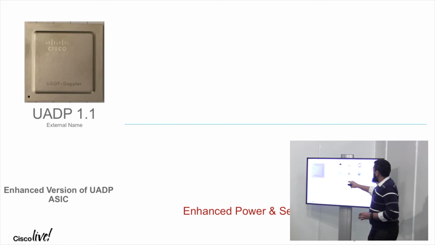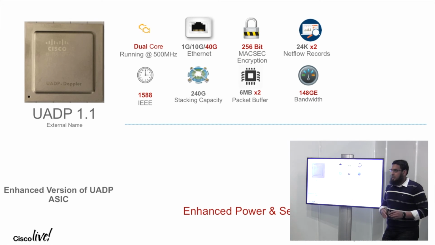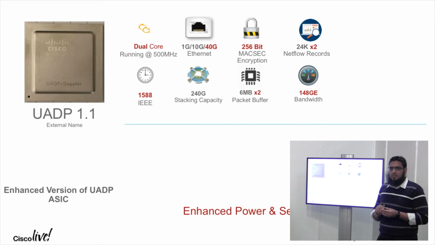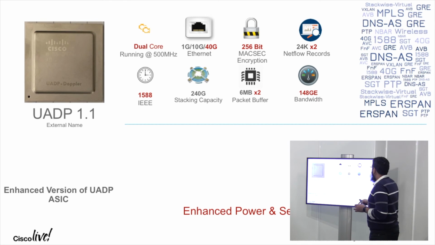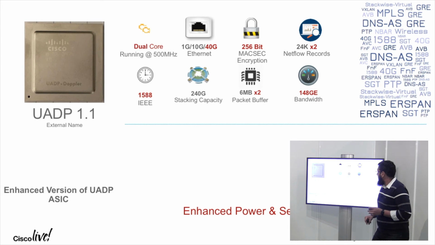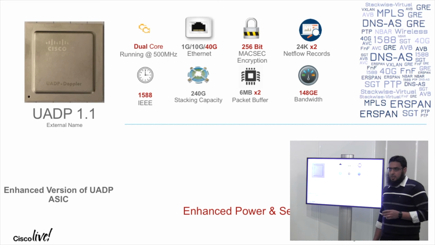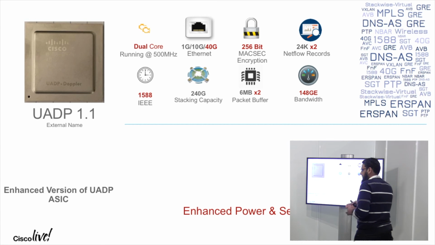So 1.1, very similar to 1.0, but on top of that, we have additional functionality. So it does support 40 gig, for example, right? It supports multi-gigabit. It comes with dual core. So each of these ASICs, the one that I'm holding here in my hand, this is a 1.1. And this has about 3 billion transistors, comes with 2 cores, right? We have also added the IEEE 1588, which helps us with features like AVB and precision time clocking.